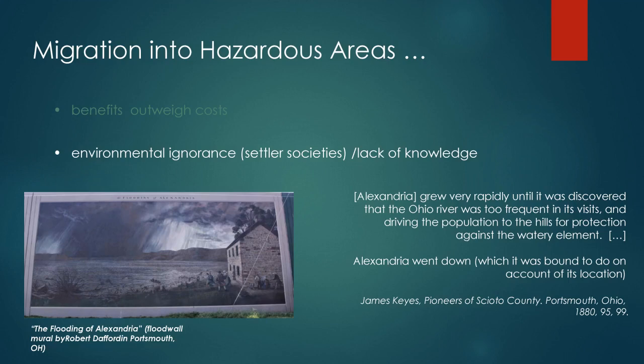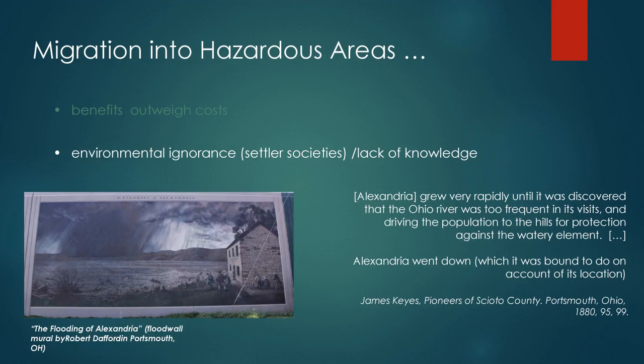Secondly, another reason for settlement in risky locations is what might be called environmental ignorance, the fact that people didn't know or don't know that they're living in a dangerous spot, the lack of concrete knowledge about local environmental parameters. And this is especially true for settler societies, where mostly European immigrants had hardly any experience with the land that they claimed and by and large ignored the traditional ecological knowledge of the native populations. There are tons of examples for this, but the result was that they often paid the price for these risky strategies or this lack of knowledge.